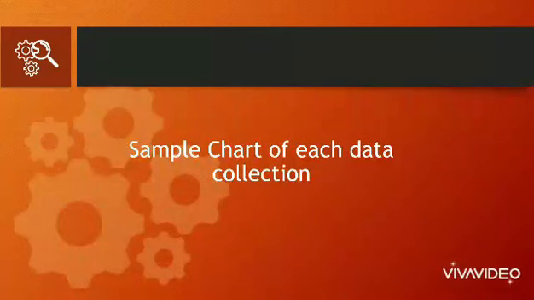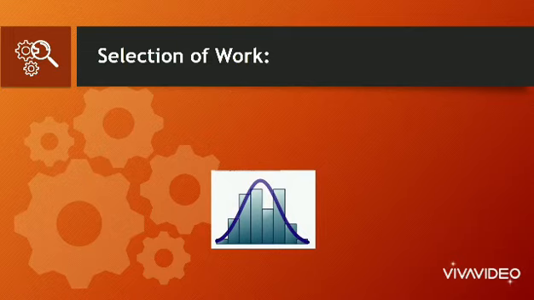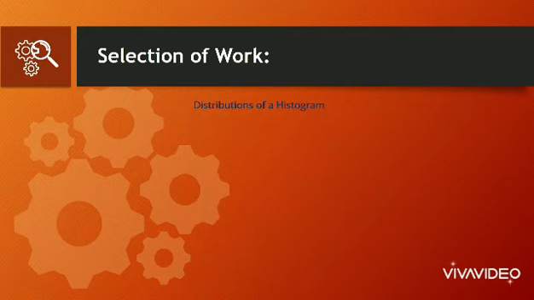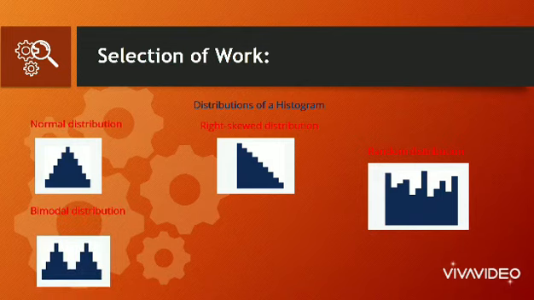Here is the sample of a histogram. The parts of a histogram are the title, the bar, the x-axis, and the y-axis. Distributions of a histogram are right skewed distribution, random distribution, normal distribution, bimodal distribution, and left skewed distribution.